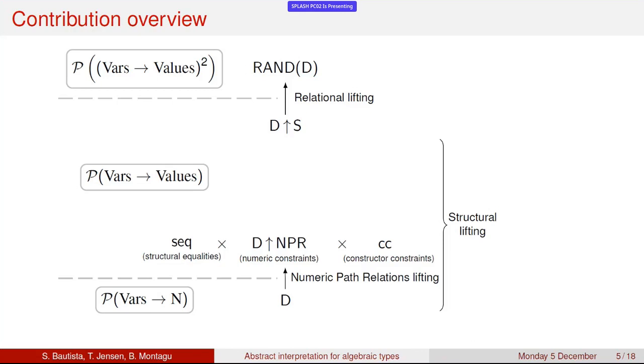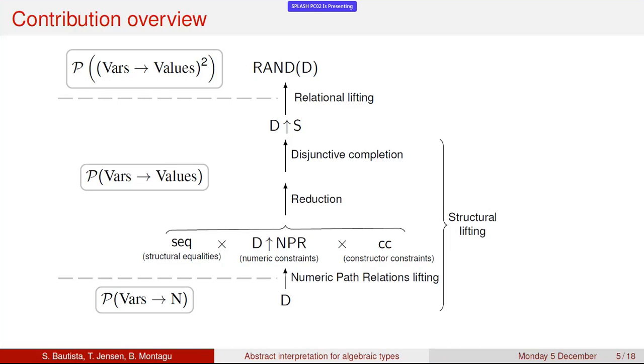And a domain that talks about which constructors have been used for each one of the sum types. So this gives us a product domain that we then reduce, and we take a disjunctive completion over it. So this is how we build our abstract domain.